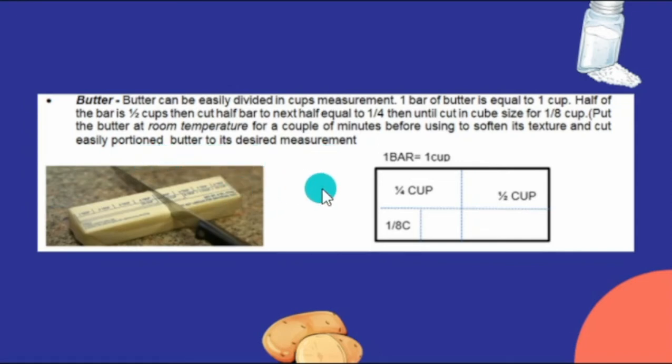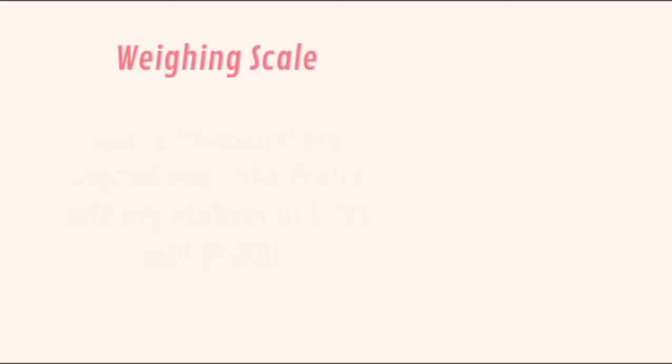Okay, after you remove the butter from the refrigerator or the freezer, it's too hard at first, so it's very difficult to chop it down and divide it into pieces. You must leave it first at room temperature for a couple of minutes so it will be easily divided.